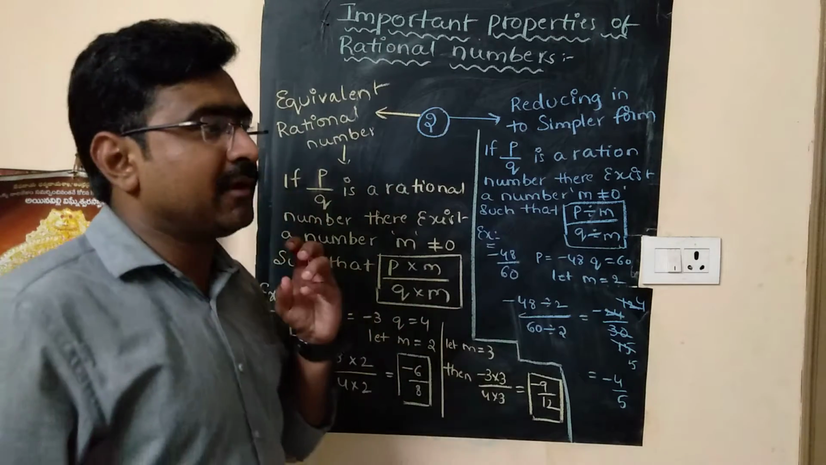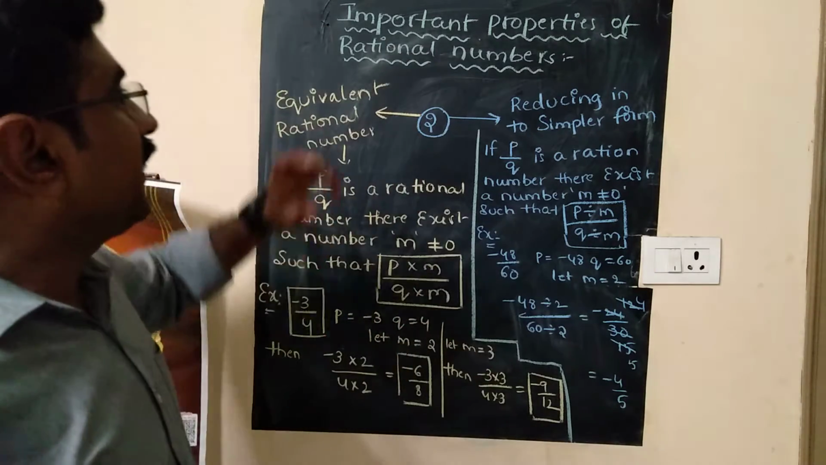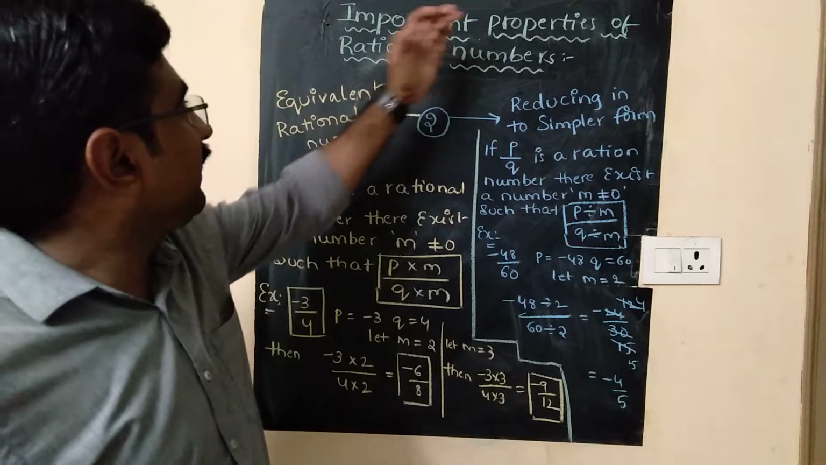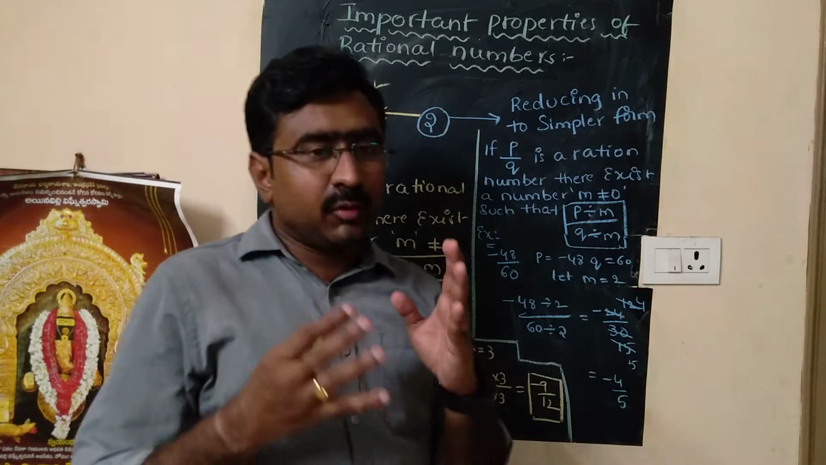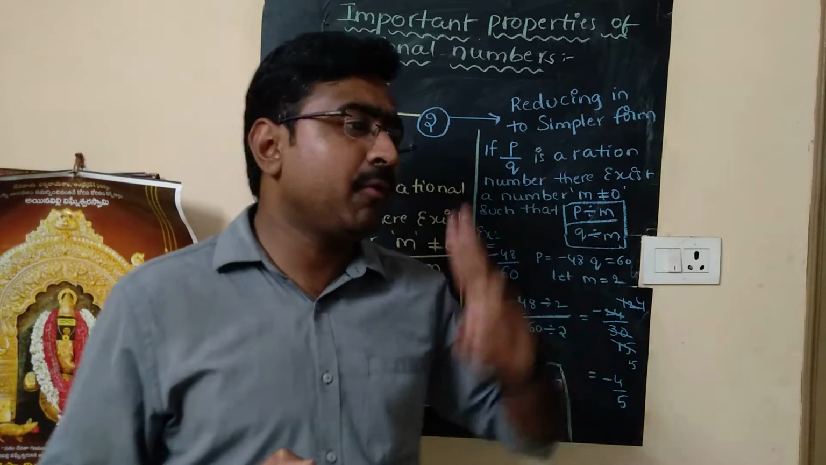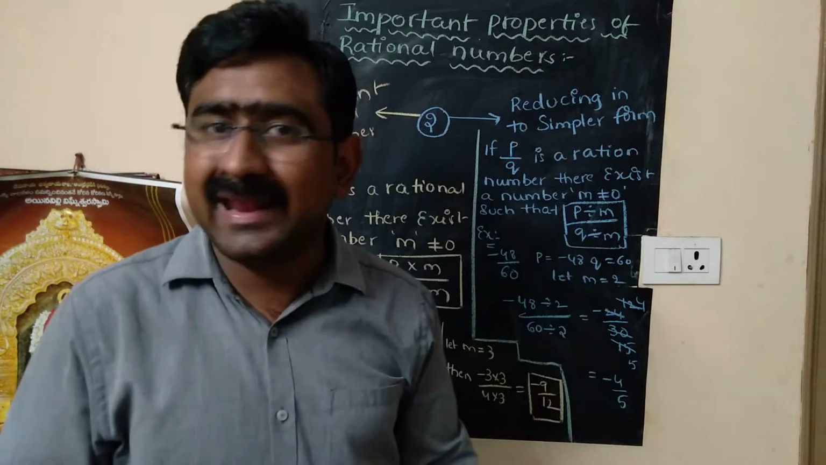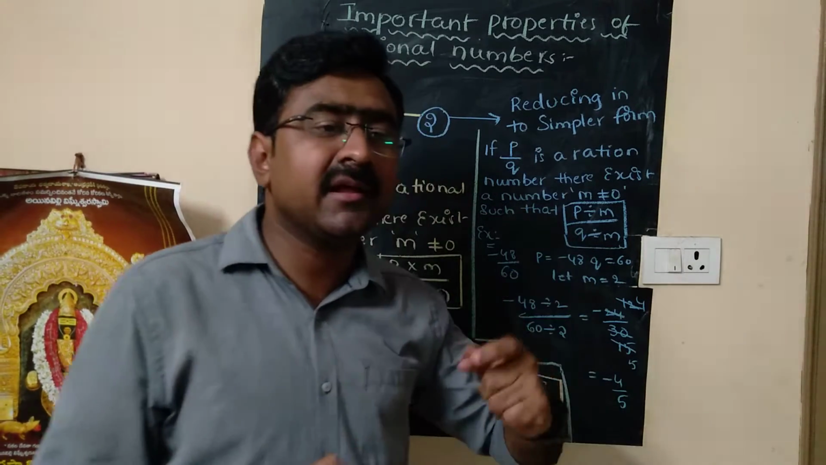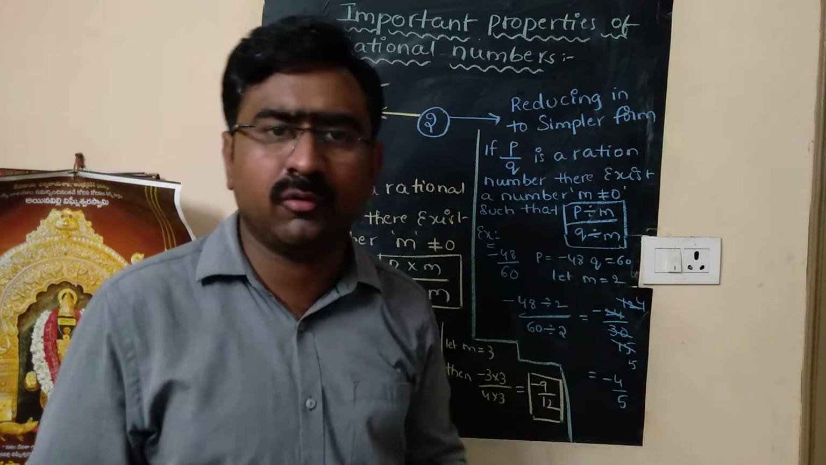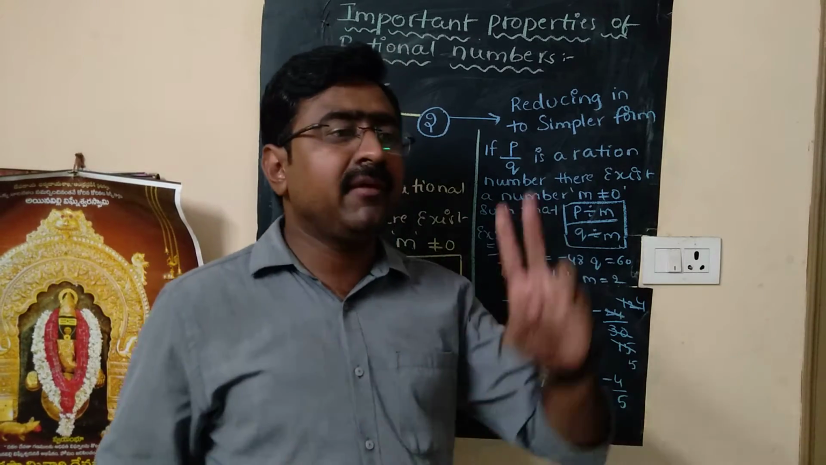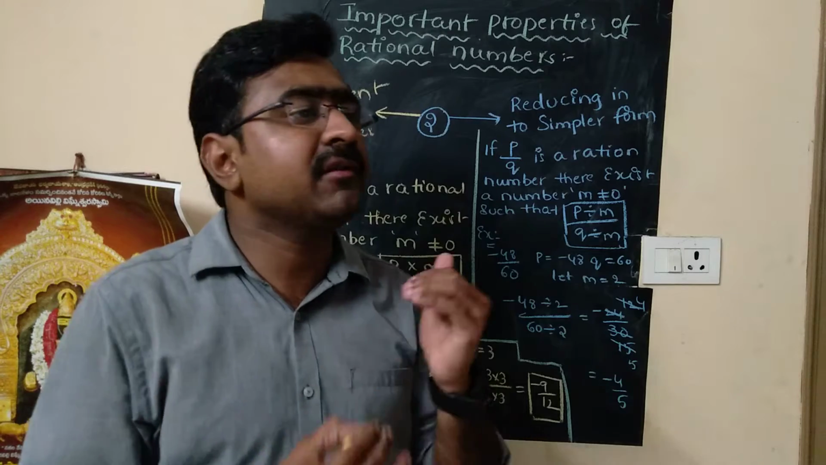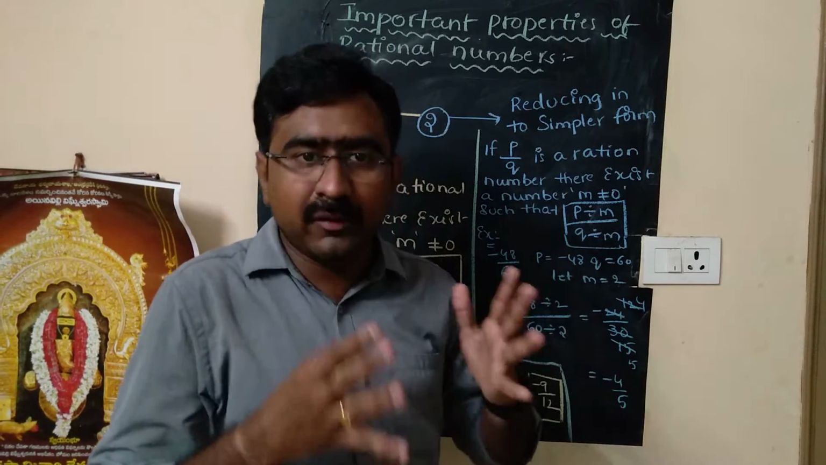Right now we are going to concentrate on the important properties of rational numbers. Rational numbers have two important properties. How many properties? Two important properties exist for rational numbers. So what are those two important properties? We need to know now.